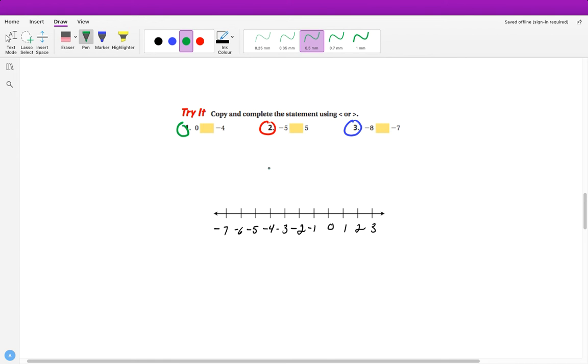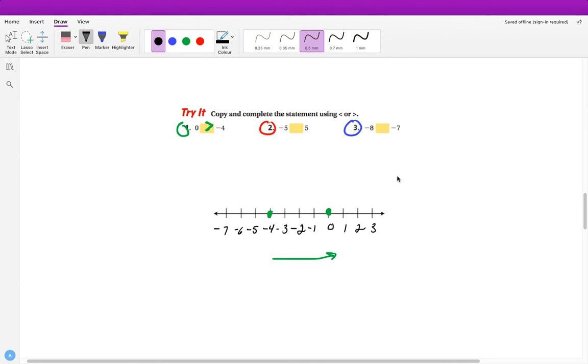So it's comparing 0 and -4. Like I said, hopefully these ones should jump out at you right away because 0 is greater than any negative number that we have. But once again, we can plot the points at 0 and -4, and we see that 0 is to the right of -4. So I can then say that 0 is greater than -4. Same thing with these two.